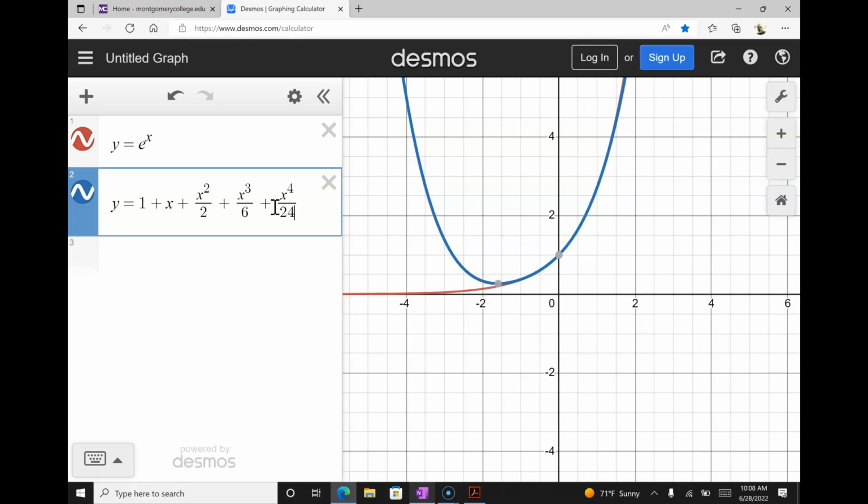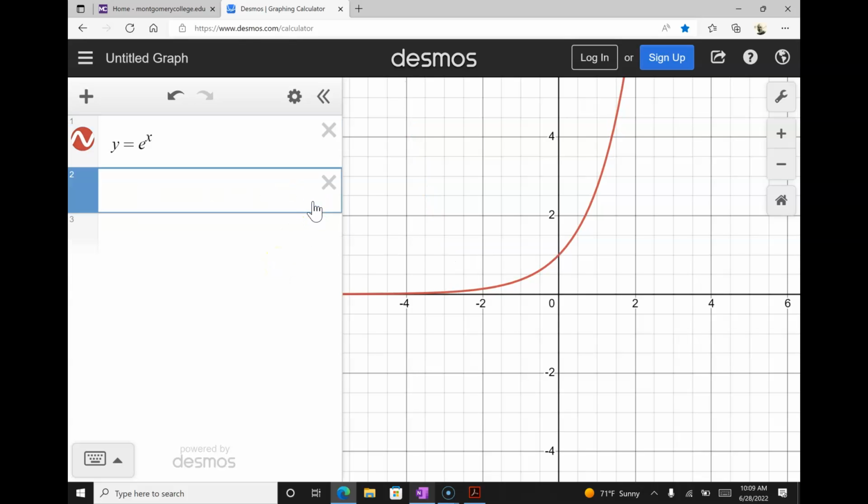But certainly if I was evaluating at 1 right here, it would be pretty good, right? If I was evaluating at x is 1, looking at 1 comma e, I mean, can you see?